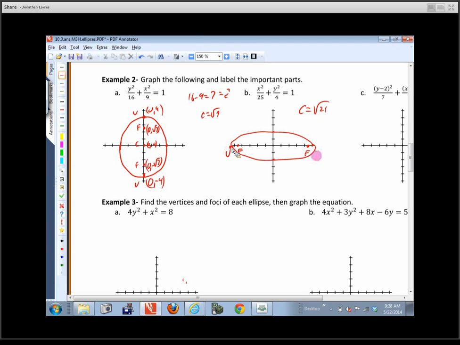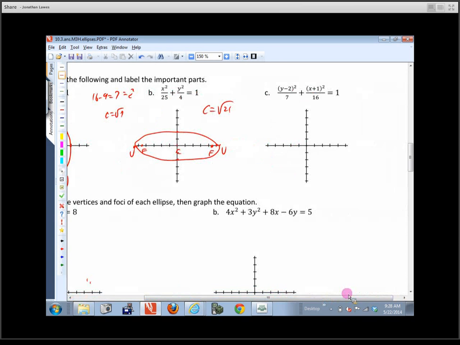You've got a vertex here and a vertex here and a center right there. This is really stretched out. So the further apart you get the foci, the more elongated, the more squished the ellipse is. Okay, do I need to label all those points? You can label them, right? Okay, let's take a look at the next one.